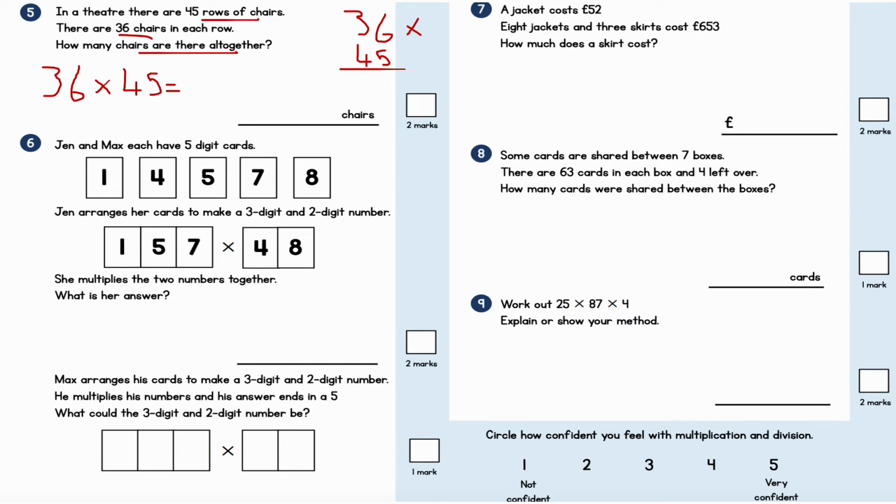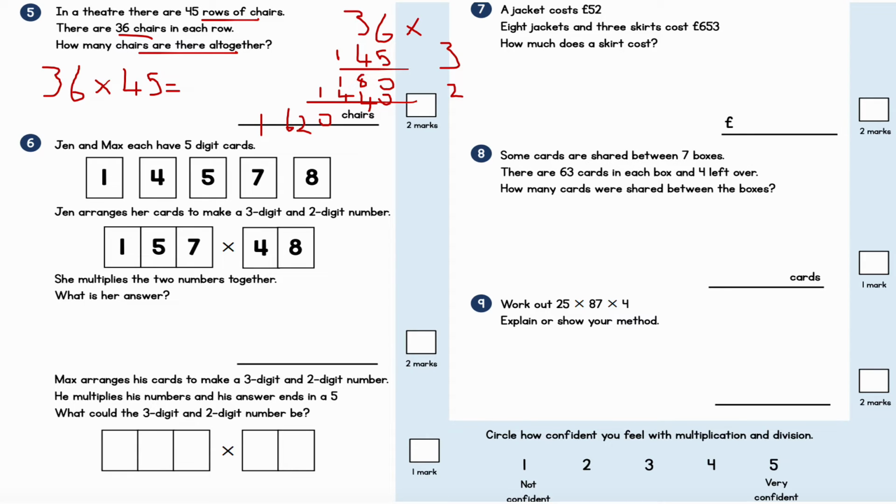So 6 5s are 30, 0 carry the 3, 5 3s are 15, plus the 3 is 18. Okay, I'm going to put a placeholder there because it's 40 times this. 4 times 6 is 24, so 4 carry the 2. 3 times 4 is 12, plus the 2 is 14. For now, add everything. 0 plus 0 is 0. 8 plus 4 is 12. Carry that 1. 1 plus 1 plus 4 is 6. Plus that 1 there is going to be 1,620.